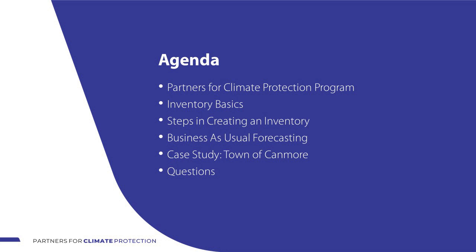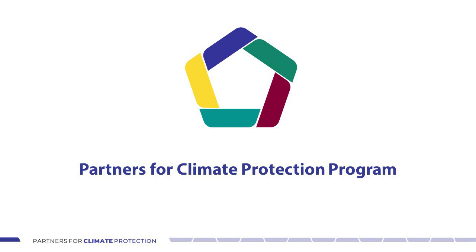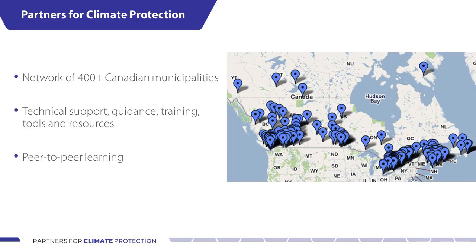So the Partners for Climate Protection program provides a 5-milestone framework to help municipal governments take action to reduce greenhouse gas emissions. The program is a network of over 400 municipalities in the country. Each of these municipalities has committed to taking action on climate change, and it's through the program that they receive access to technical support, guidance, training, tools, and resources. And the program is also working to help leverage networking and peer-to-peer learning between members.